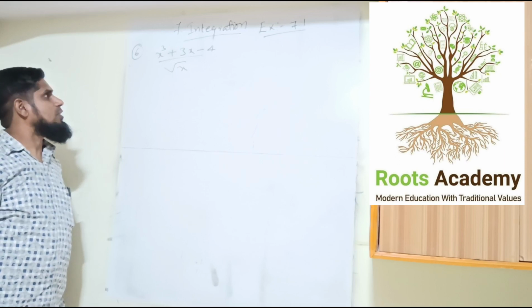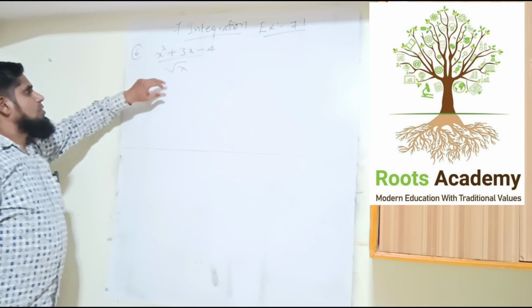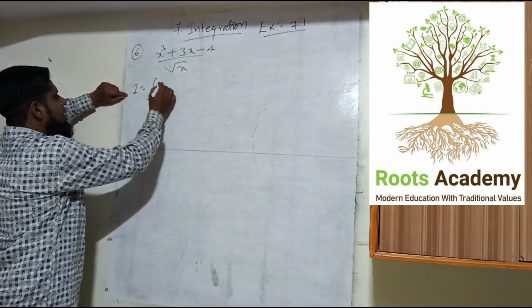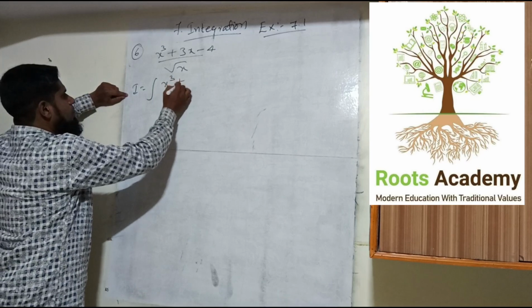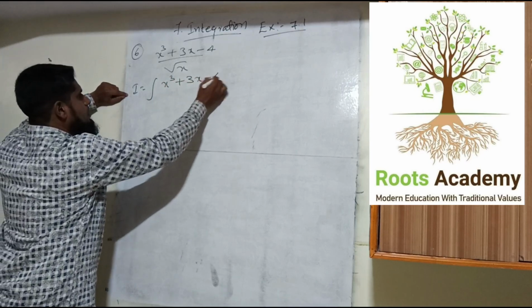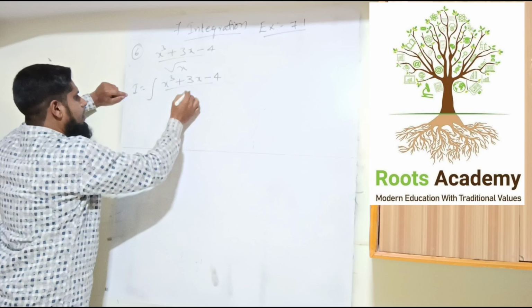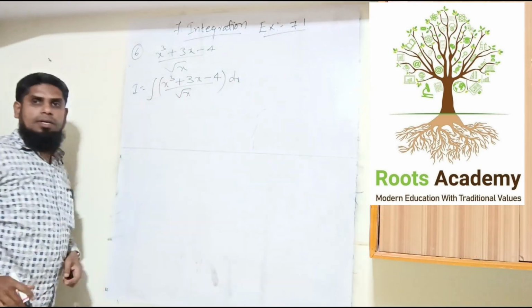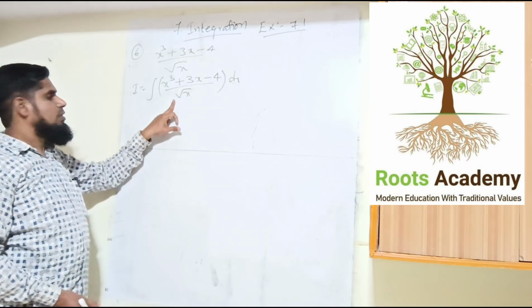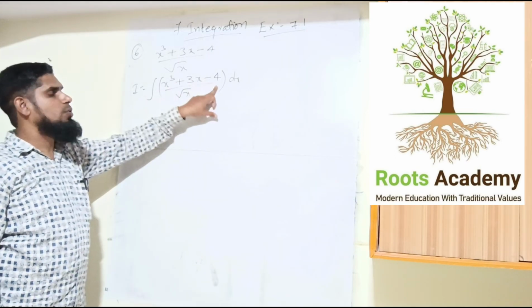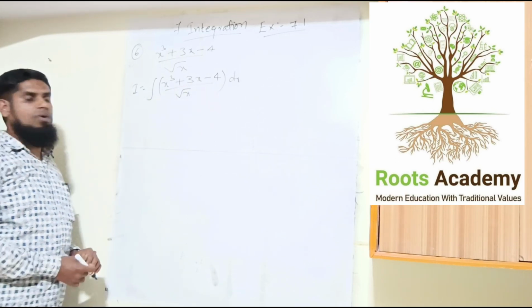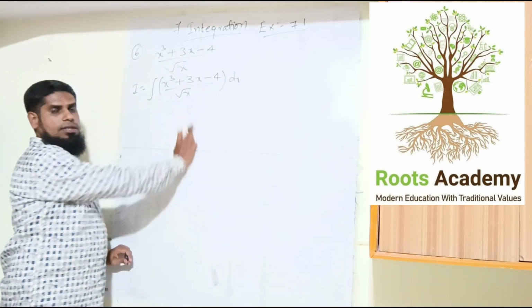So this time there is a denominator here. So this can be written as I is equal to the integral of (x cubed plus 3x minus 4) all divided by root x, dx. This root x divides the complete numerator, and in the numerator there are 3 terms. So for all these 3 terms we should divide by root x.